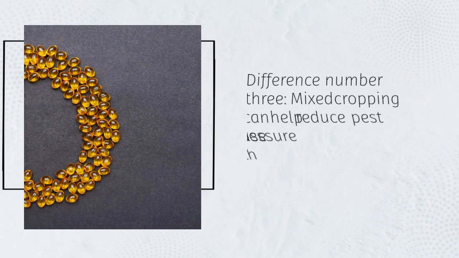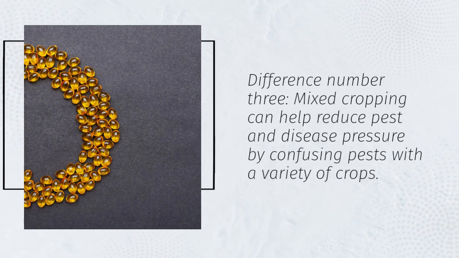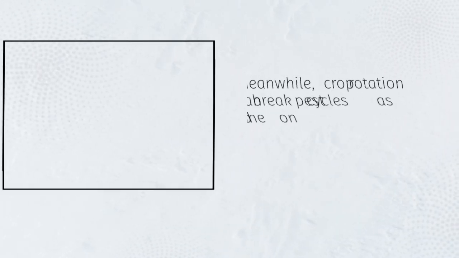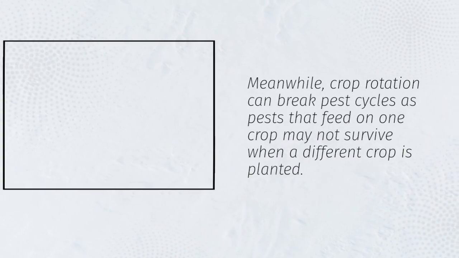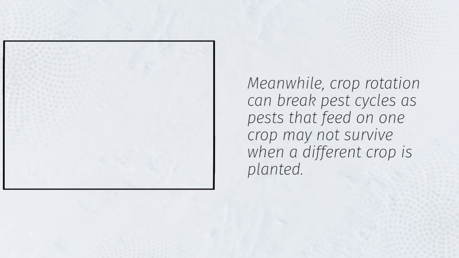Difference number 3. Mixed cropping can help reduce pest and disease pressure by confusing pests with a variety of crops. Meanwhile, crop rotation can break pest cycles, as pests that feed on one crop may not survive when a different crop is planted.